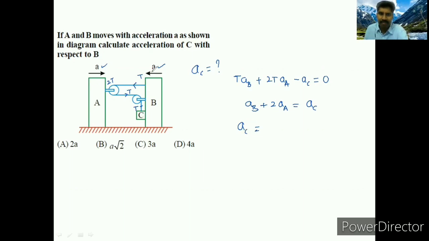So what value was given for AB? A only. The acceleration of block A is also A only. So this value we can write A, and this value also A. So we get AC is equal to 3A. Here, which option is there? The third option is correct. We will see the next problem.